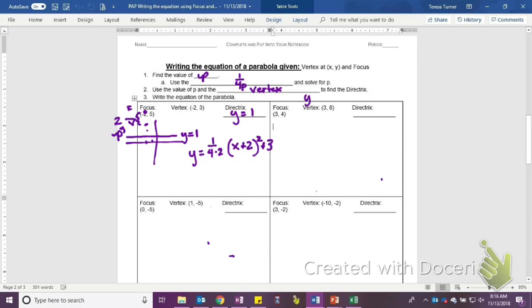Now it's your turn. You complete this one and write the equation.